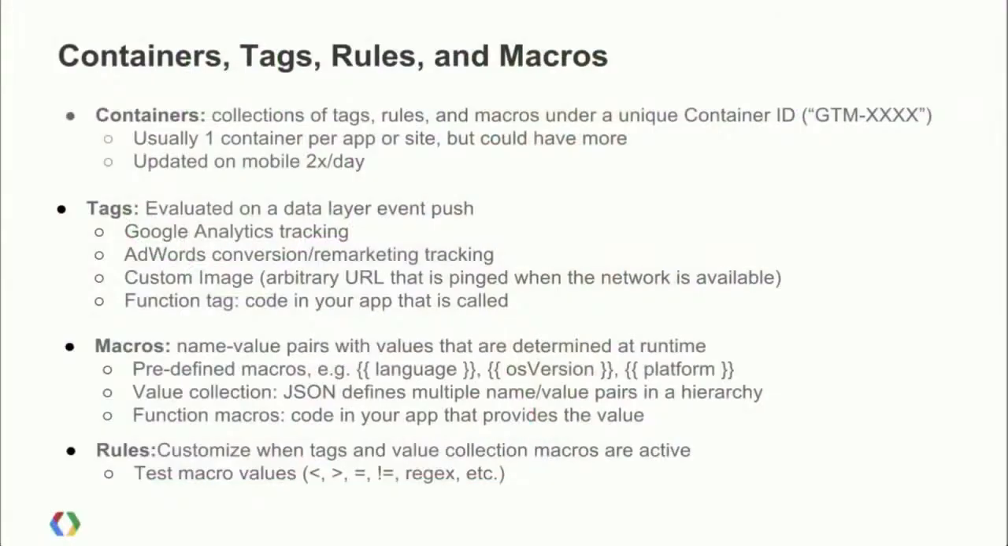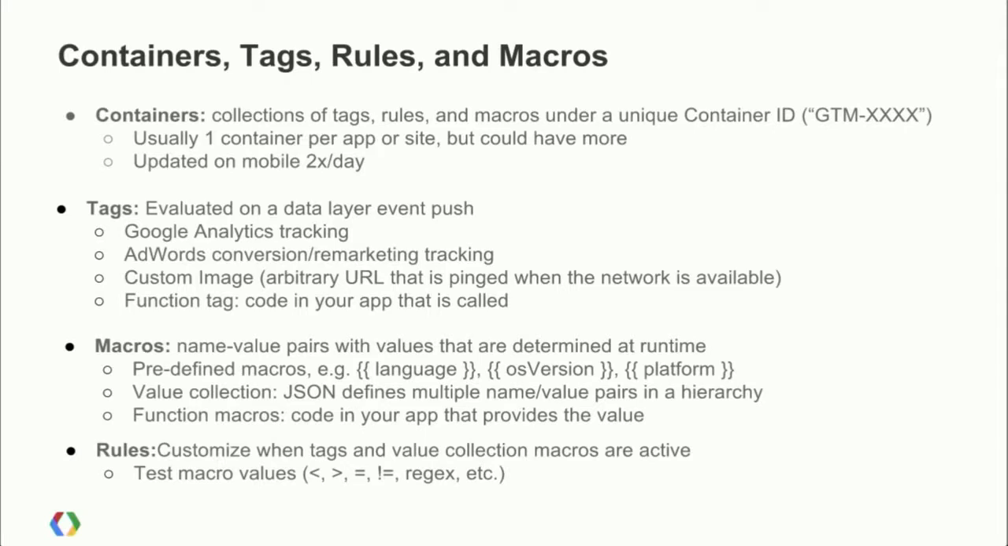Value collection macros are special in that they are the way that we have these configuration values that are accessible at runtime. So when you call getString or getBoolean on your container, what we're looking for are macros in the value collection. And we define basically JSON. So we have multiple key value pairs all in a hierarchy.